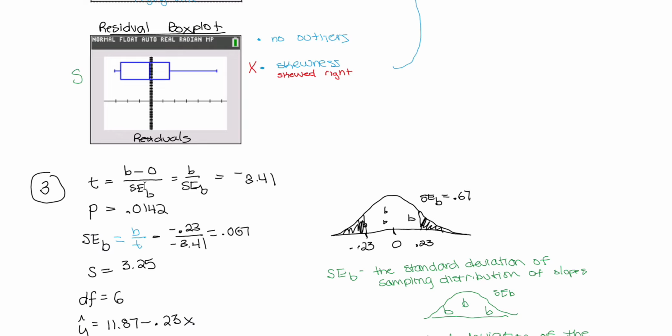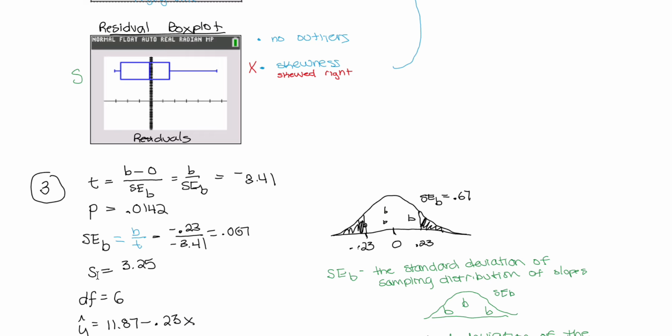From there you will get L1, and then you got a bunch of numbers. That's basically all you need for step 3. You're just going to copy them down. So that's how I got t for this question. You're also going to label p is equal to what, and SE sub b is equal to what.